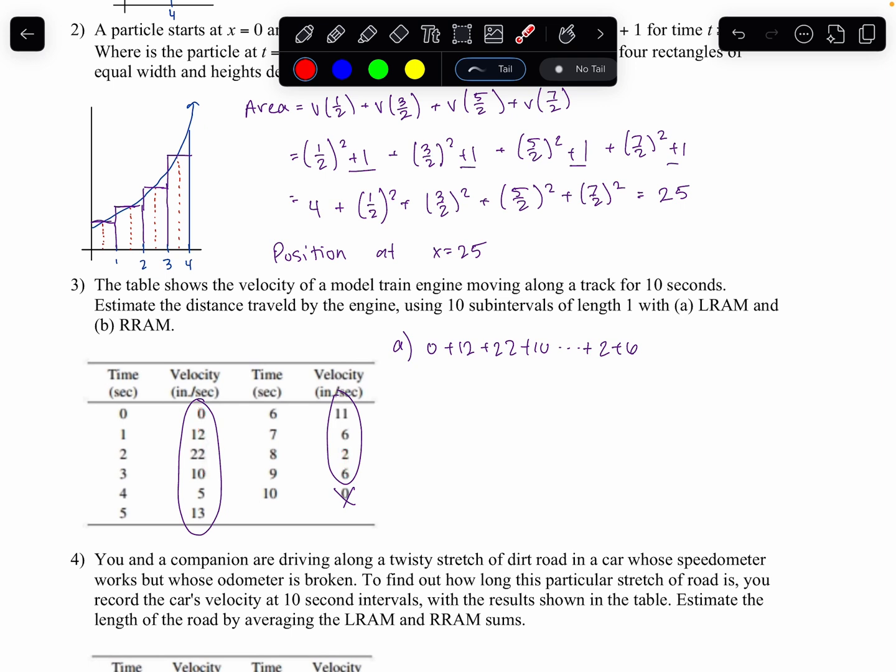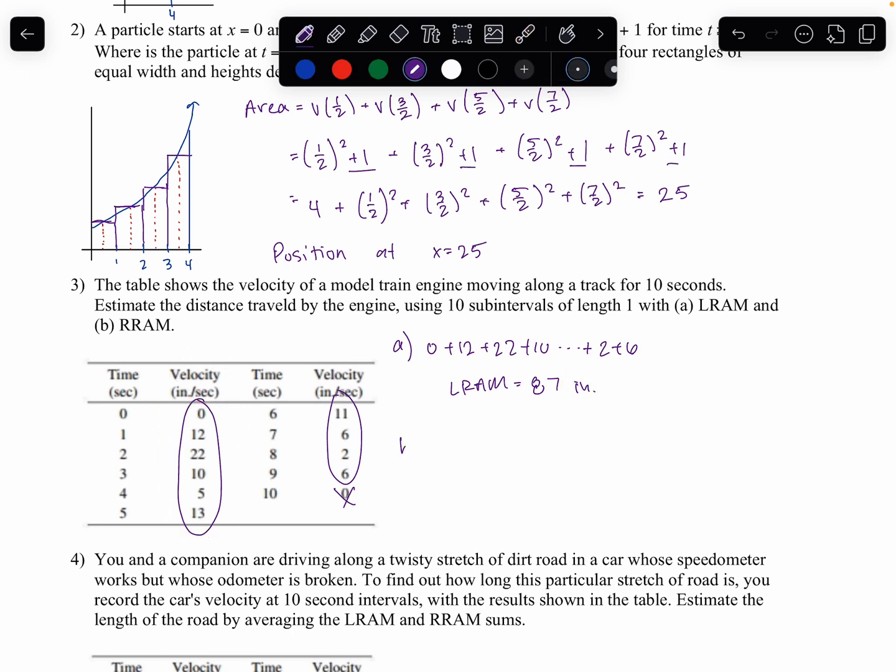I'm just going to use my calculator. We're going to do 12 plus 22 plus 10 plus 5 plus 13 plus 11 plus 6 plus 2 plus 6. And I get 87. So for LRAM, it's going to be equal to 87 inches. We're accumulating velocity that's measured in inches per second, and as I accumulate velocity in inches per second, I'm going to be left with inches.